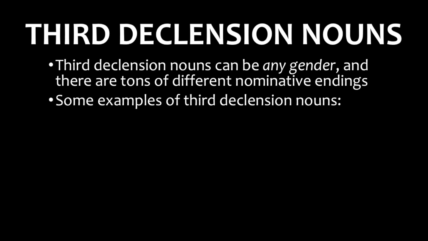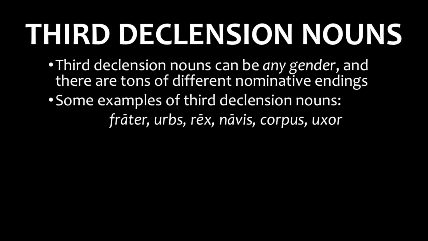So here are some examples of third declension nouns in the nominative: frater, urbs, rex, navis, corpus, uxor. You can see those end with all sorts of letters. Some of those have endings that look just like the endings for second declension nouns. For example, frater and corpus could both be second declension nouns, except they're actually third declension nouns. We'll talk a little later about how to know whether a noun is third declension versus a different declension. But for now, just know that they can be any gender and they can have any ending in the nominative. The nominative can really look like anything at all.